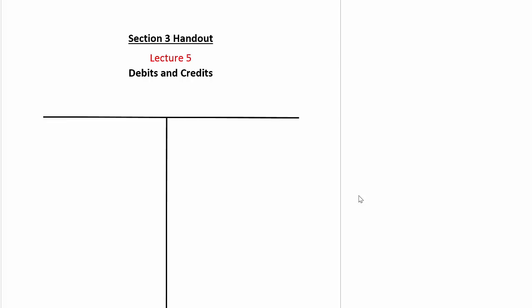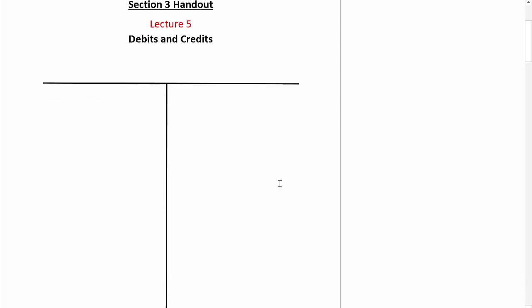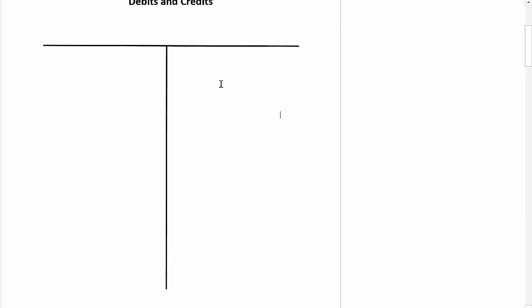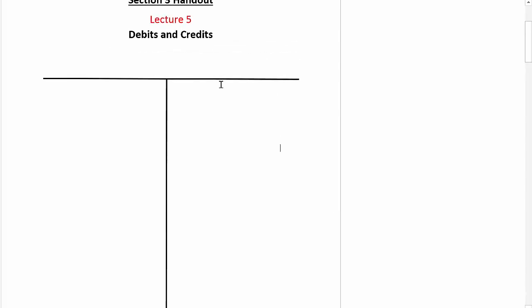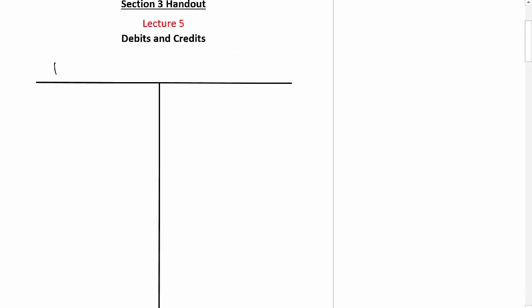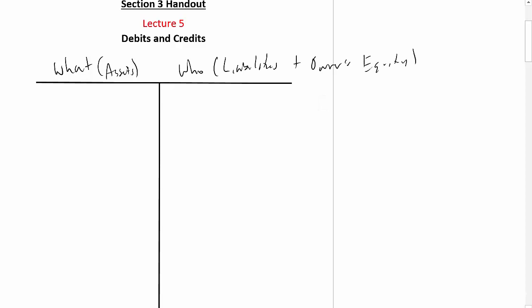So this is what we call a T account because it looks like a T. Hopefully you've printed out your handout. On the top, we're going to write on the left-hand side "what," which again we know means assets. And on the right-hand side, we're going to write "who," which is who has claims, which is going to be our liabilities and our owner's equity. Hopefully you're writing this down too.